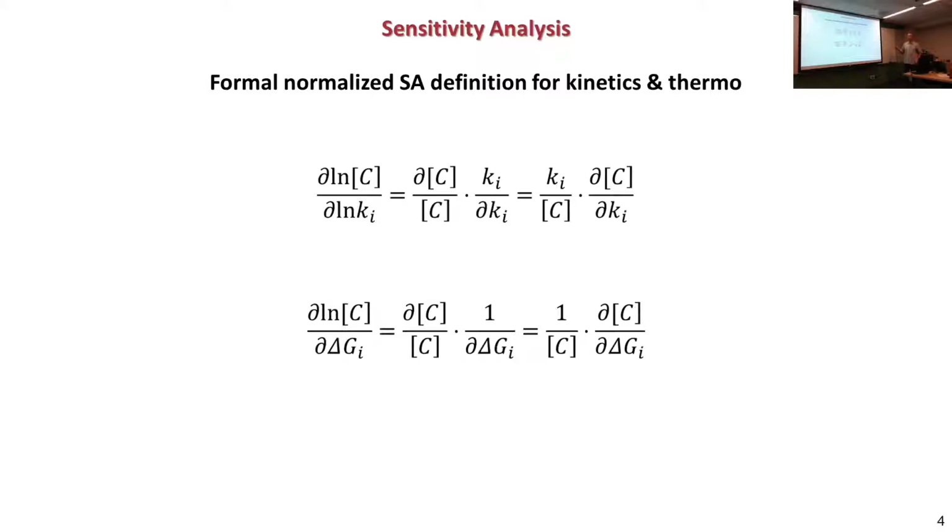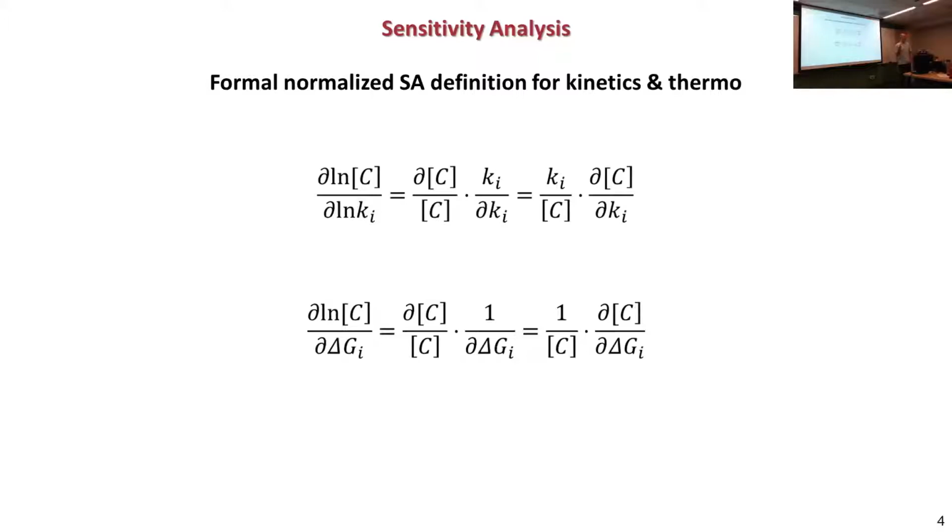So dC over dK. We're normalizing it. We would like to have a normalized sensitivity coefficient, so we multiply by the actual rate at these conditions, temperature, and of course, of that particular reaction, and we divide by the concentration. Why do we do that? Why is it important to normalize?